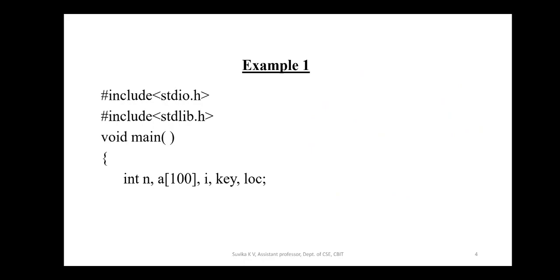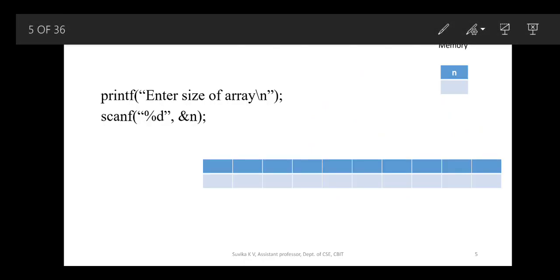Okay, so these are the variables, and for all the variables the data type here we have used is integer. Okay, next one is the program starts here. Enter the size of the array. Consider I'll give my size of the array here in the scanf as 10. So the 10 will be stored in the address of n. You can see here memory. So in n the value is 10.